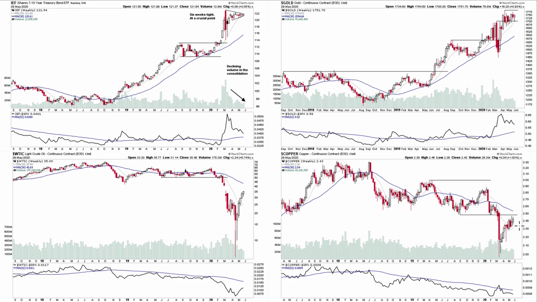Copper had a slightly better week. It closed up, it's still below the breakdown level low and still below the declining 30-week moving average, so remains in stage 4 for now.